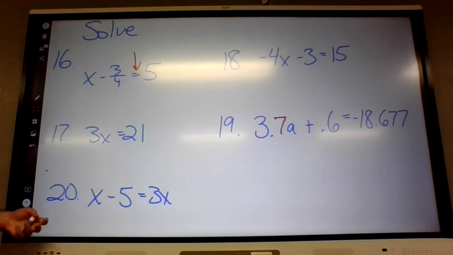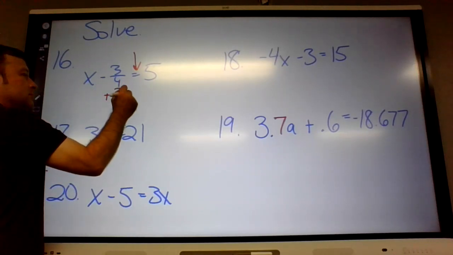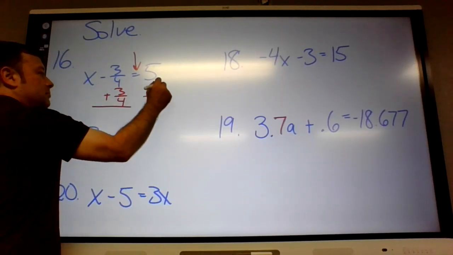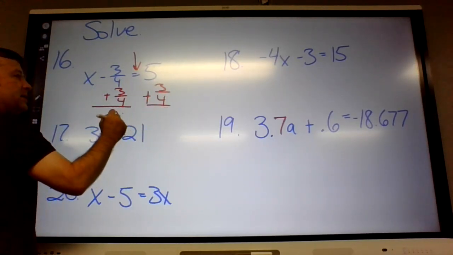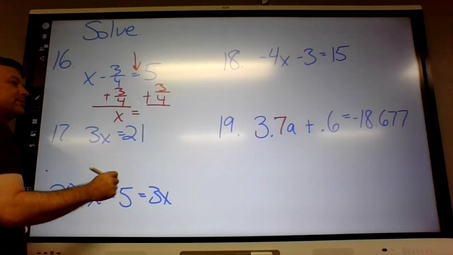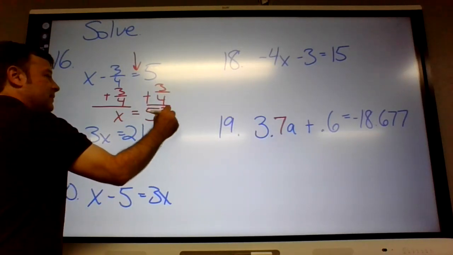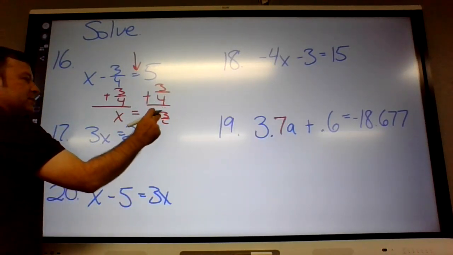Bye. Let's do the first four, then I'll scroll up. Wentworth, what can we do on 16? Alright, so what do we get? 5 3/4.